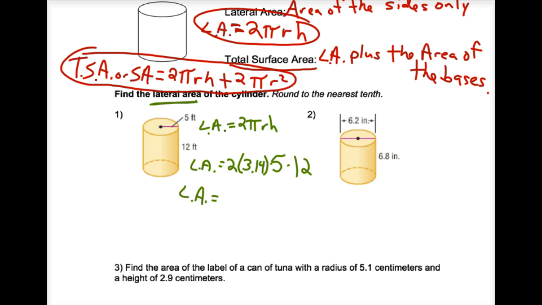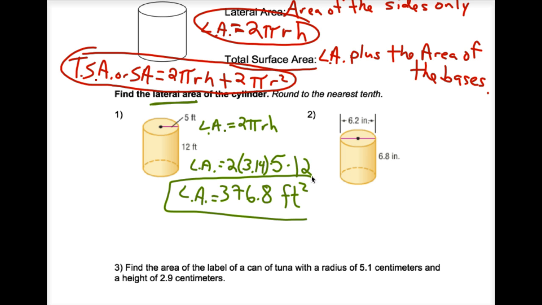Harrison, what'd you get? 376.8. You are correct. And then do you know how to label area? Feet cubed. That's volume. Oh, feet squared. Area is always units squared. So, everybody put a little feet squared. Volume is cubic units. All right, guys, you're going to find this pretty easy today.